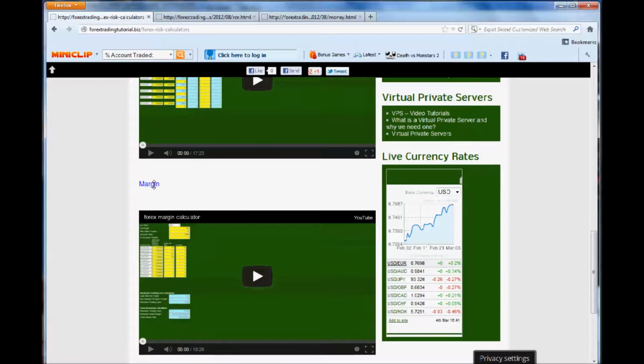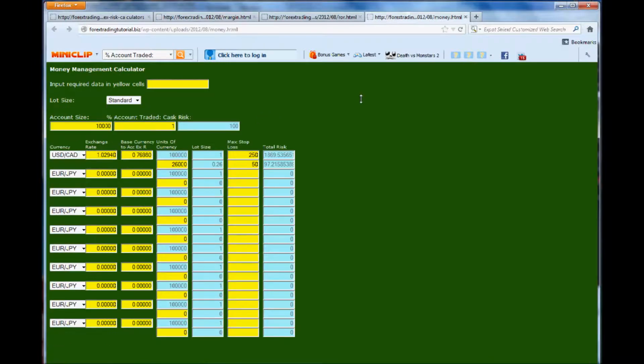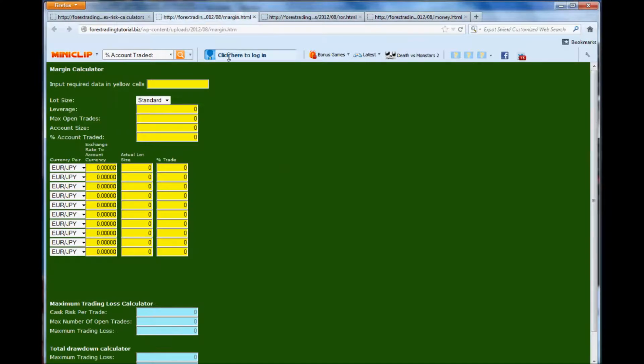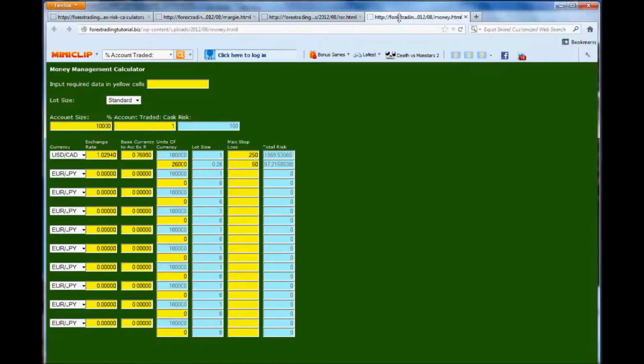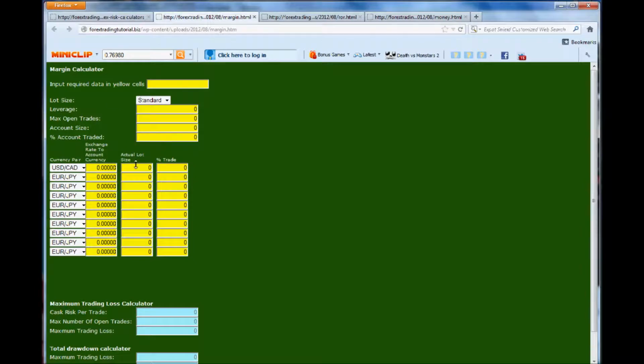The other calculator we have here is the margin calculator. What we can do with this is it tells us the maximum number of trades we should have open at any single time. We just take the information from the money management. In this case, we've got a lot size of 0.26. We just want to put that exchange rate in, so we'll just copy that over. Lot size 0.26, standard lots.